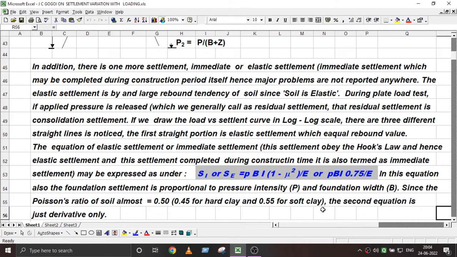So it is directly proportional. There is no inverse proportion, it is directly proportional to P and B.